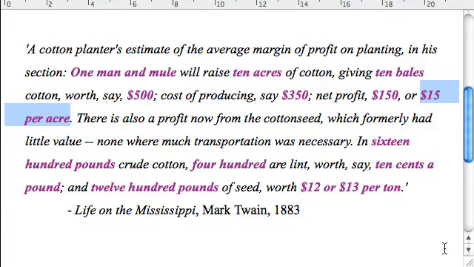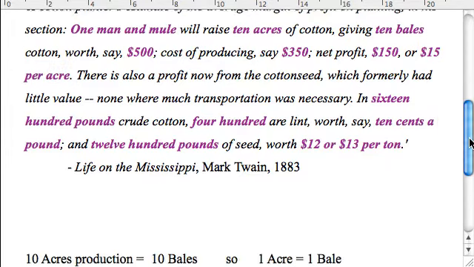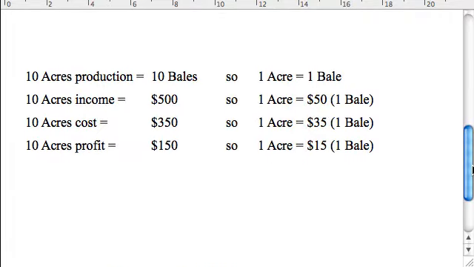Now, when you're proofreading and editing copy like this, I think it makes sense to open up a second document as a kind of scratch pad and get your desktop calculator up, or a spreadsheet if it's complicated, and crunch out some equivalencies. Now in this case, because we're talking about 10 acres, you can do it really in your head. But the table looks like this. 10 acres of production equals 10 bales, so 1 acre is 1 bale. 10 acres of income is $500, so 1 acre is $50. That's also 1 bale, $50, and so on for cost and profit.